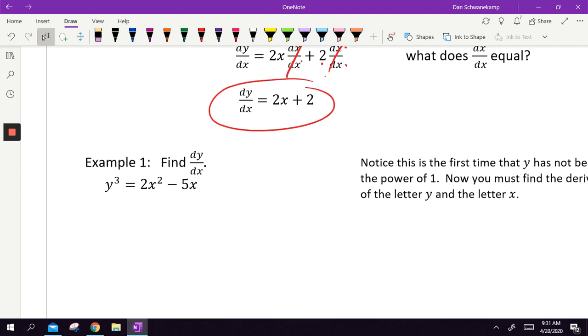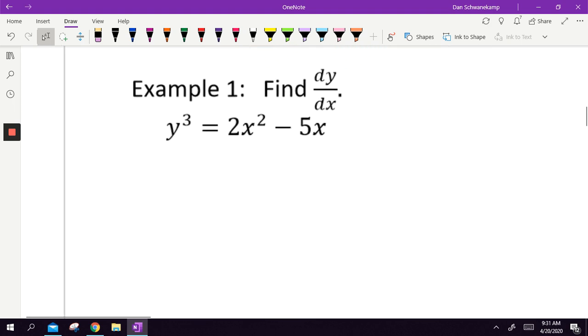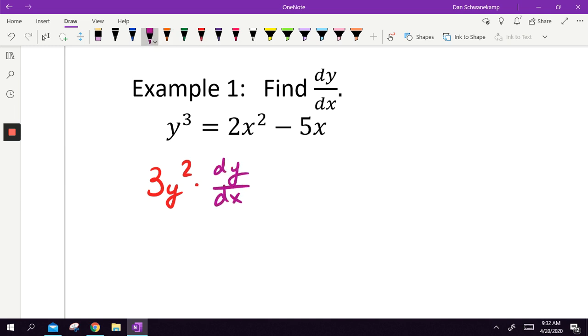All right. So we have not run into any issues with this yet, because every time we've done this problem, it's just been y equals. Well, what happens if it's y cubed? Okay, y is not just by itself. Let's look through that. If I'm taking this derivative, the derivative of y cubed is going to be 3y squared. We treat it just like we take the derivative of x. But since we're taking the derivative with respect to x, I have to include dy dx. Okay, I'm finding the derivative with respect to x.